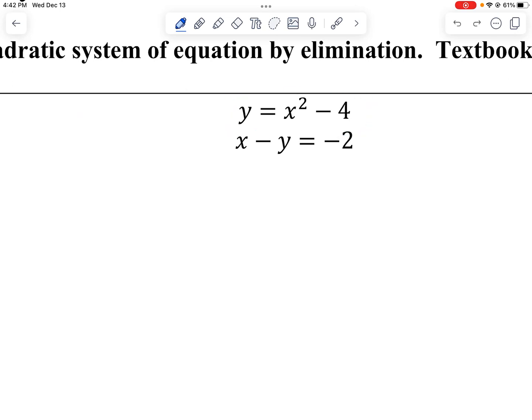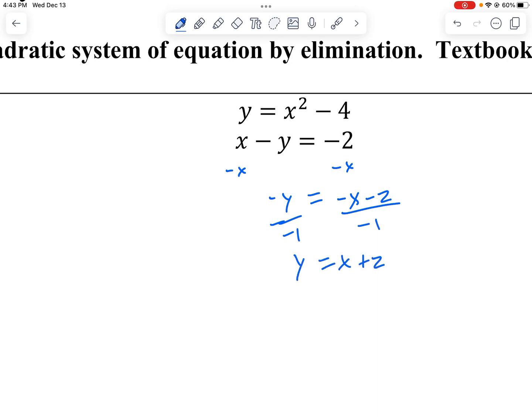Sweet. To get this one to say y equals the other stuff, we can subtract off the x, and then we got negative y equals negative x minus 2. And then we got to get rid of this negative, so we're going to divide it by negative 1, or you can times by negative 1. Now we got y is x plus 2.